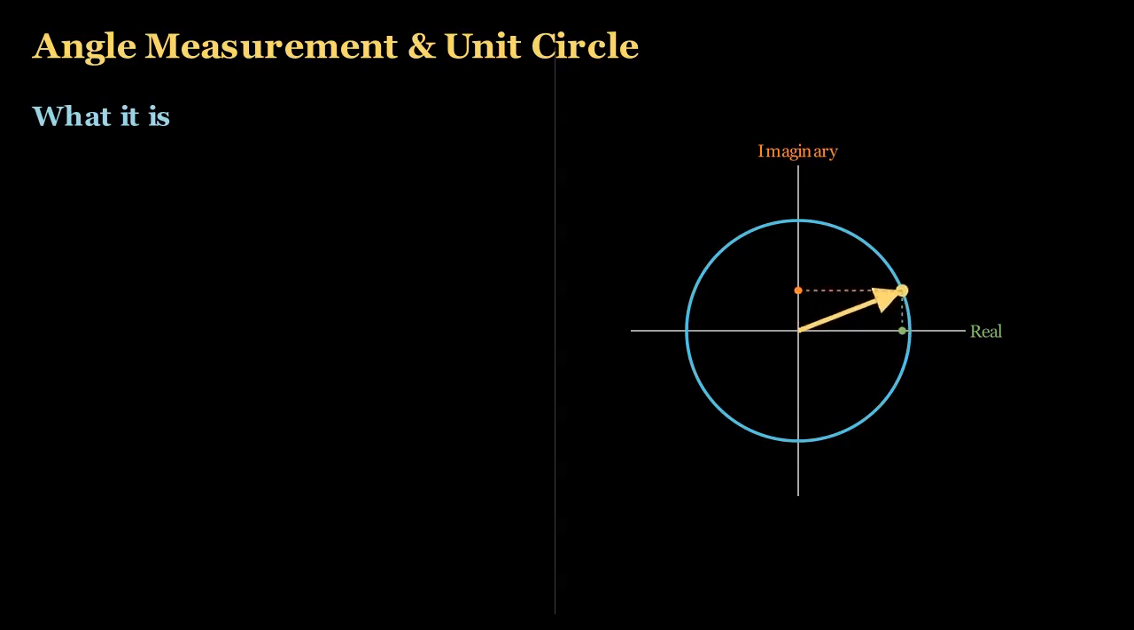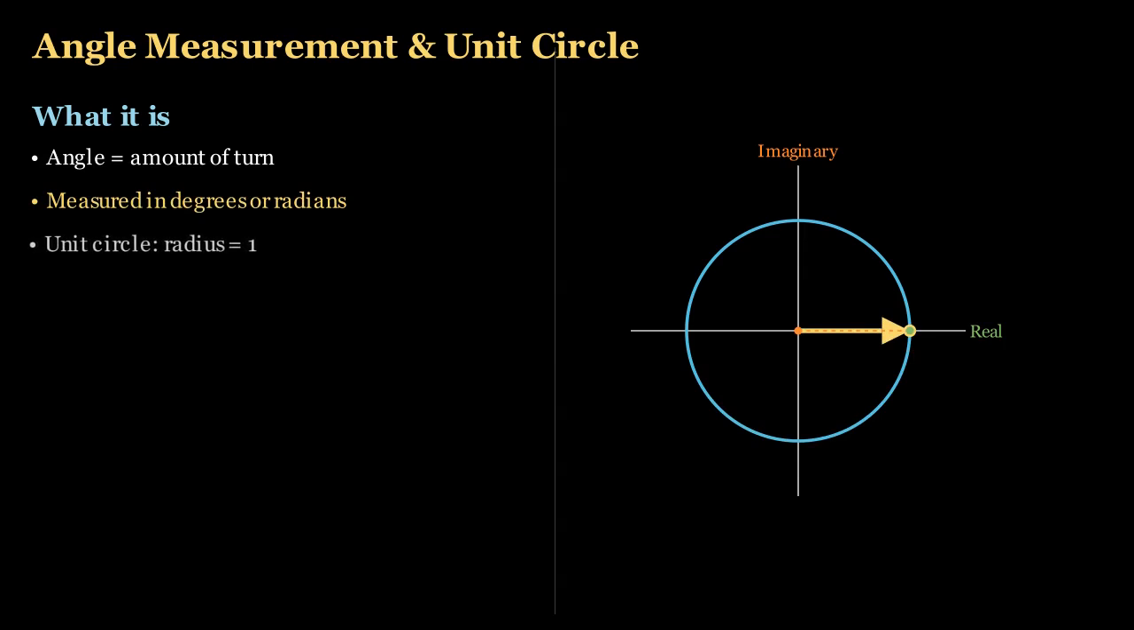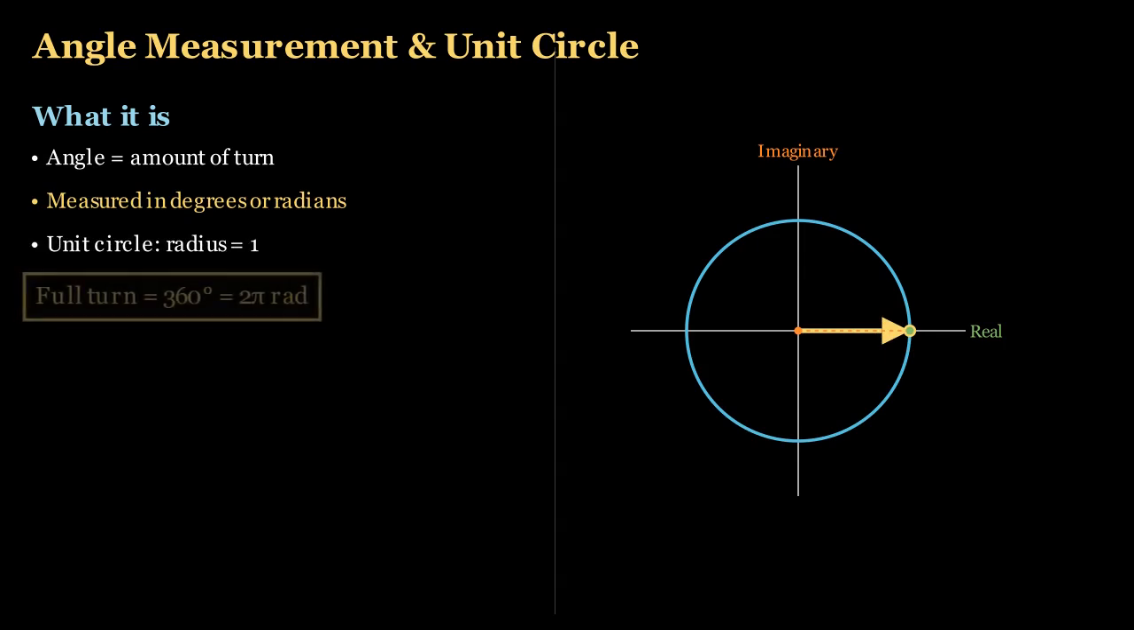An angle is simply how much you turn. Imagine you are standing on a line and you spin around to face a new direction. That spin is an angle. We measure that turn in two common ways. The one you probably know is degrees, where a full spin is 360 degrees. The other way is called radians, where a full spin is about 6.28, or exactly 2 pi.